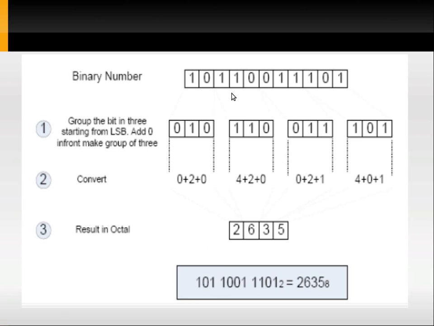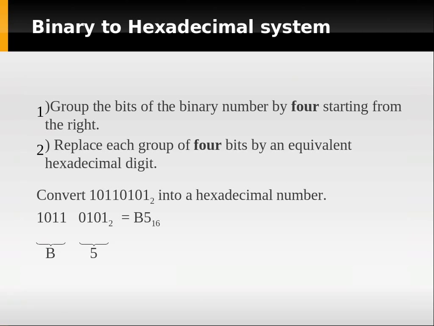Now let us see how to convert a given binary number into hexadecimal form. Here you can see the first point: group the bits of the binary number 4 by 4 starting from the right, which is a similar process to binary to octal. There I grouped 3 bits, but here I have to group 4 bits. Why? Because 2 power 4 is nothing but 16. So as I am using 16 symbols, the power is 4, so I have to group 4 bits from the LSB.